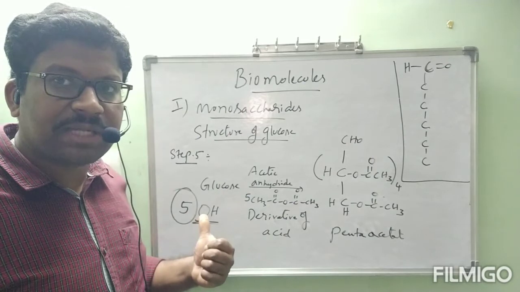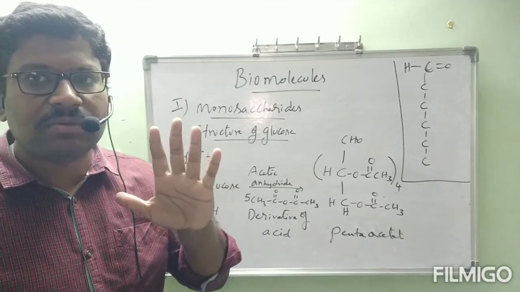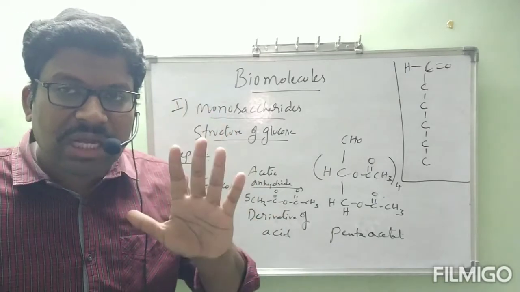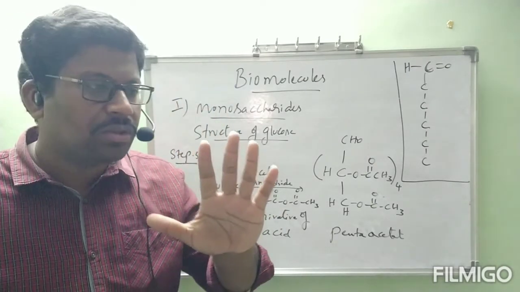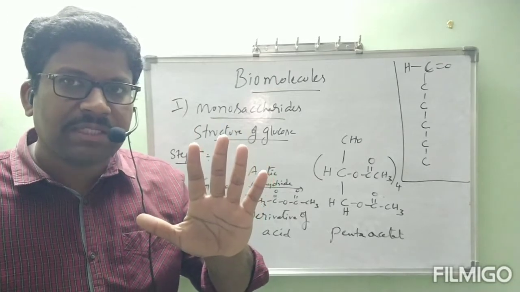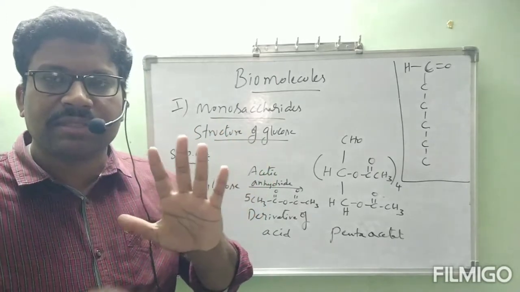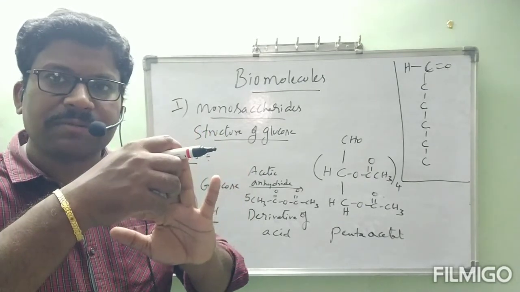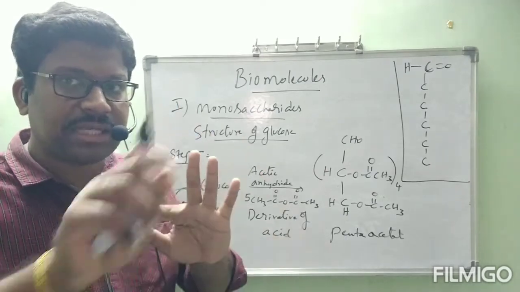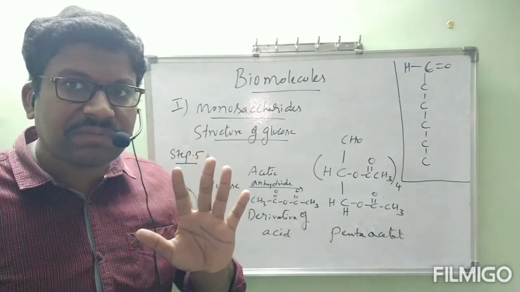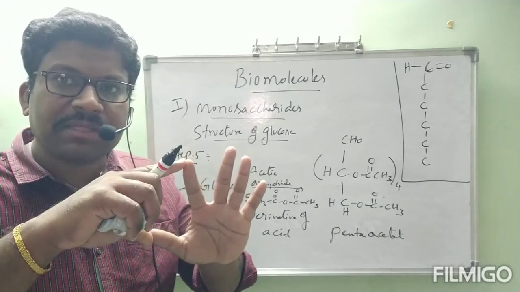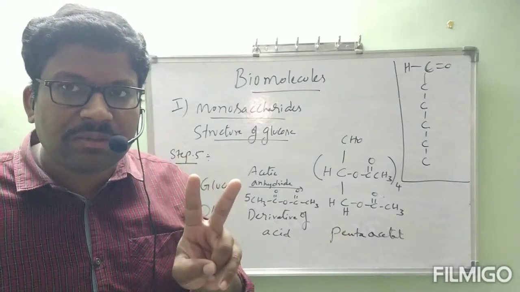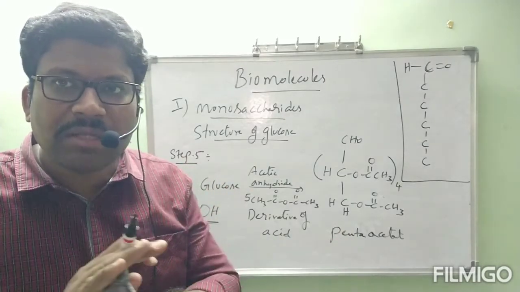Definitely, how many alcoholic groups are present in glucose? 5 alcohol groups are present in glucose. That is okay. These 5 alcohol groups, what is the possibility? Those 5 alcohol groups can be present on different carbon atoms, or 2 alcohol groups can be present on the same carbon atom. Like that also chances are there. But in previous classes we know, if 2 alcohol groups are present on the same carbon atom, that molecule is not stable.